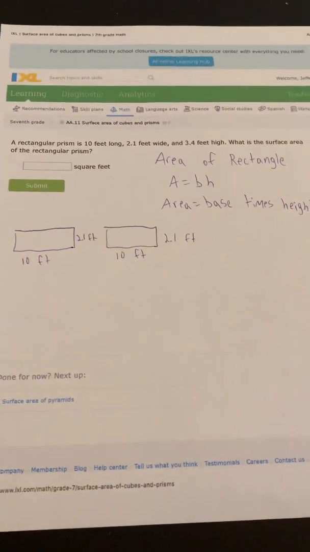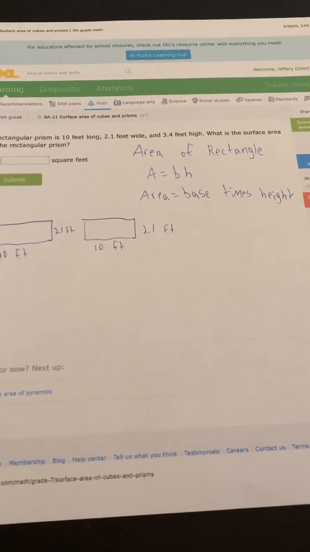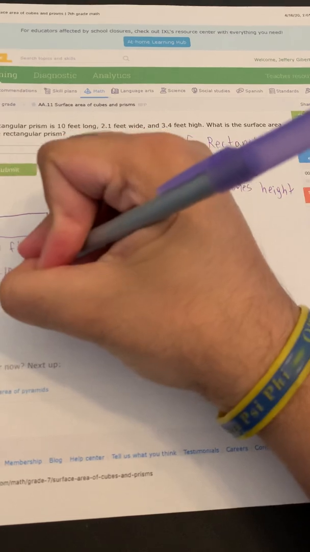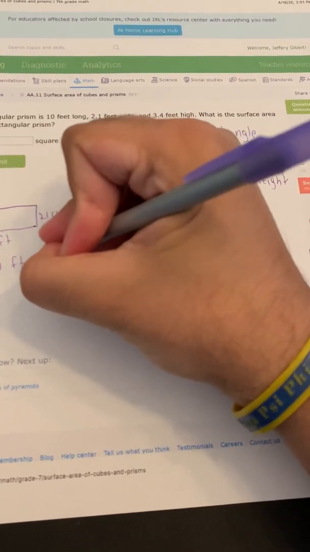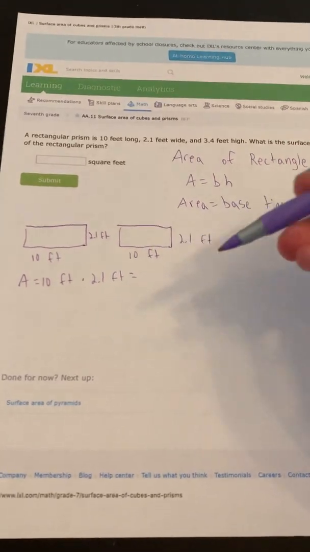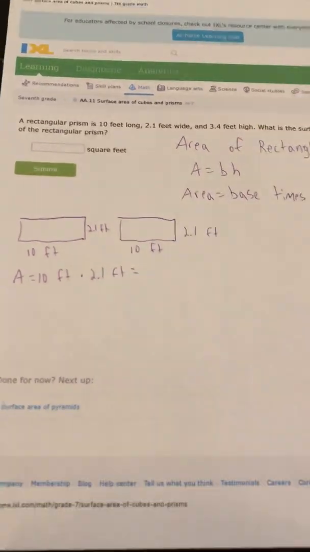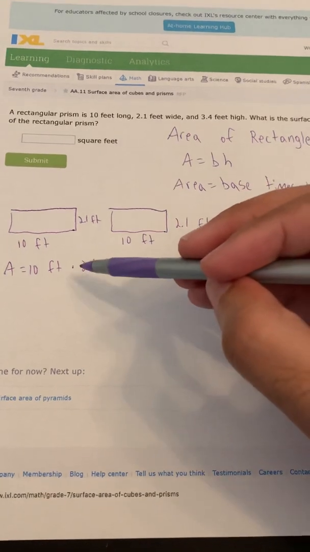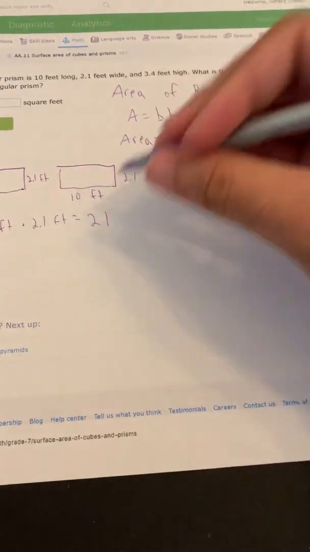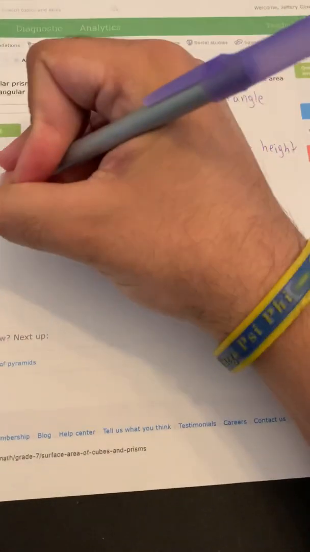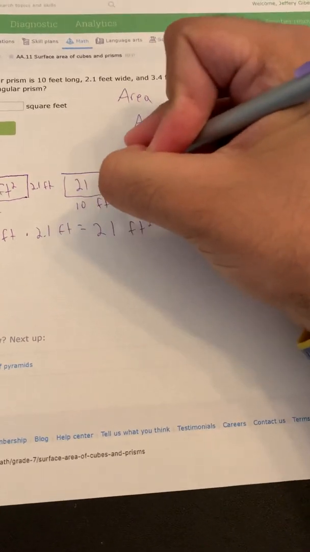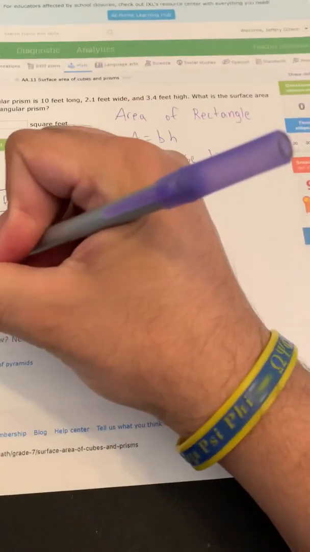All right, so we're gonna use the area of rectangle formula, base times height. So A equals 10 feet times 2.1 feet. And 10 times 2.1, we're just gonna move this decimal point over to the right one time, so it's gonna be 21. And feet times feet is feet squared. So this is gonna be 21 feet squared. Then we're gonna do our next set.